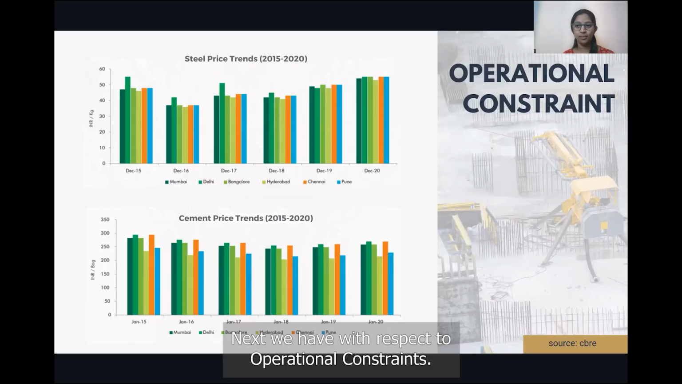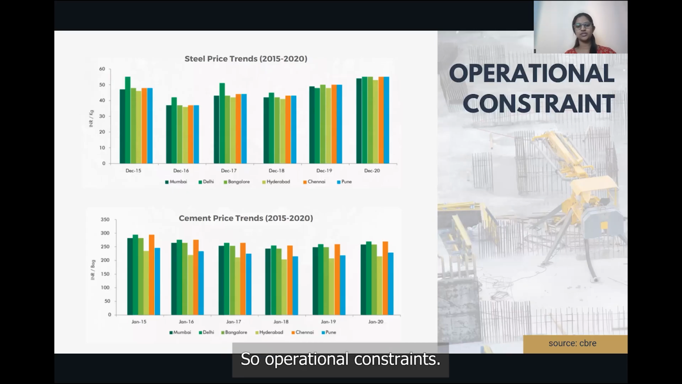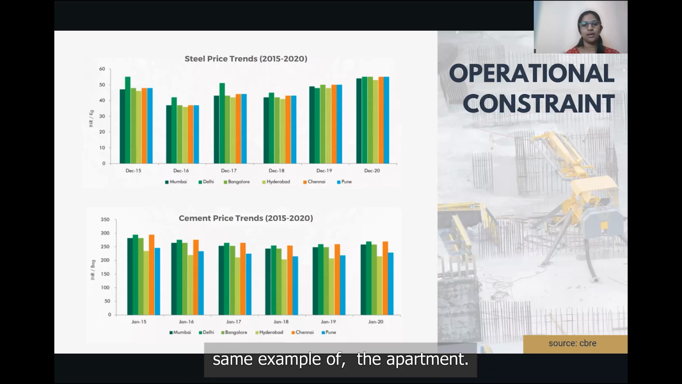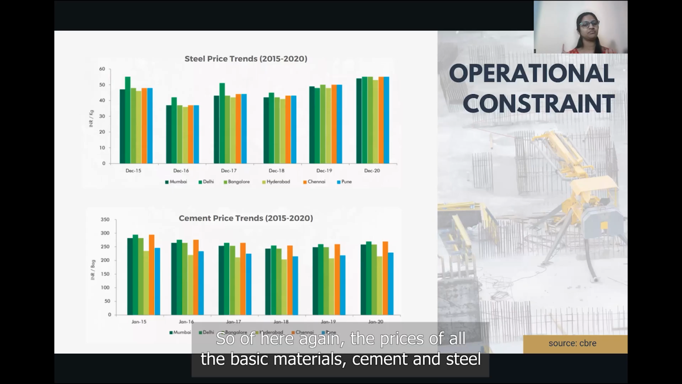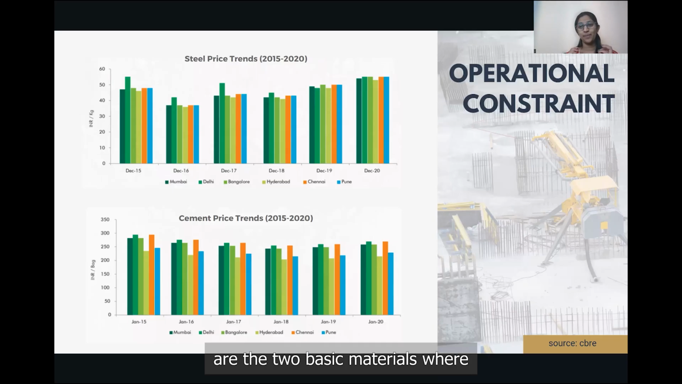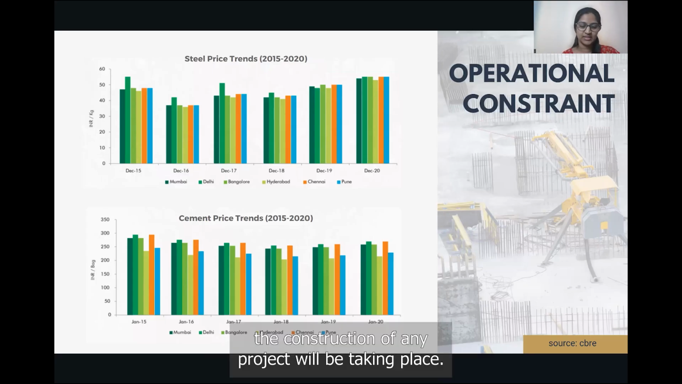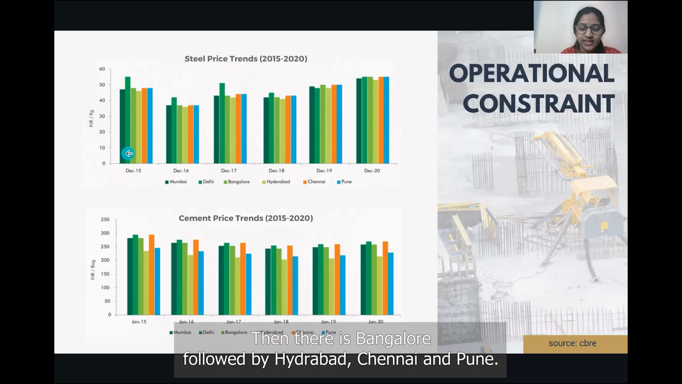Next, we have operational constraints. For the construction of a residential house, I am still sticking with the same example of the apartment. Again, the prices of the basic materials matter: cement and steel are the two basic materials on which the construction of any project depends. This is shown city-wise. You can see the darkest green is for Mumbai, then Delhi, then Bangalore, followed by Hyderabad, Chennai, and Pune.